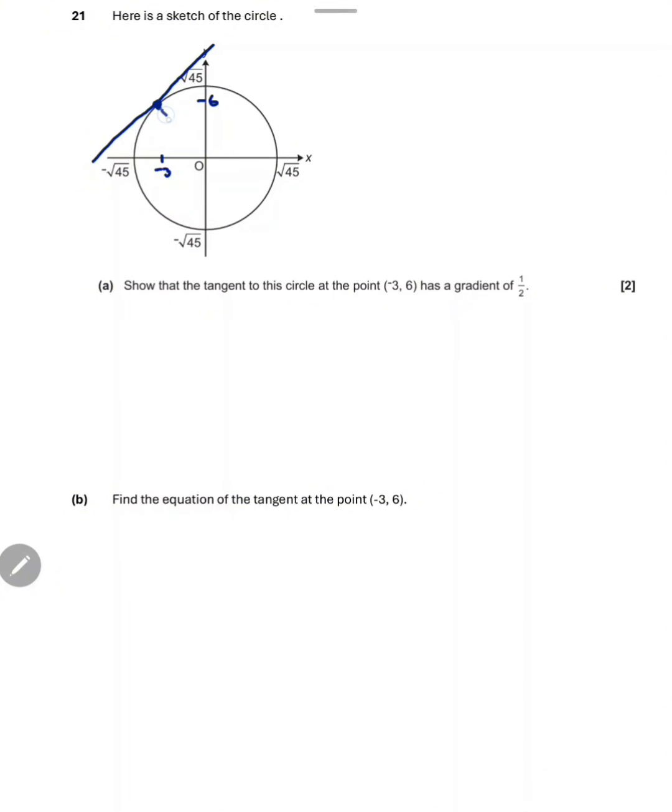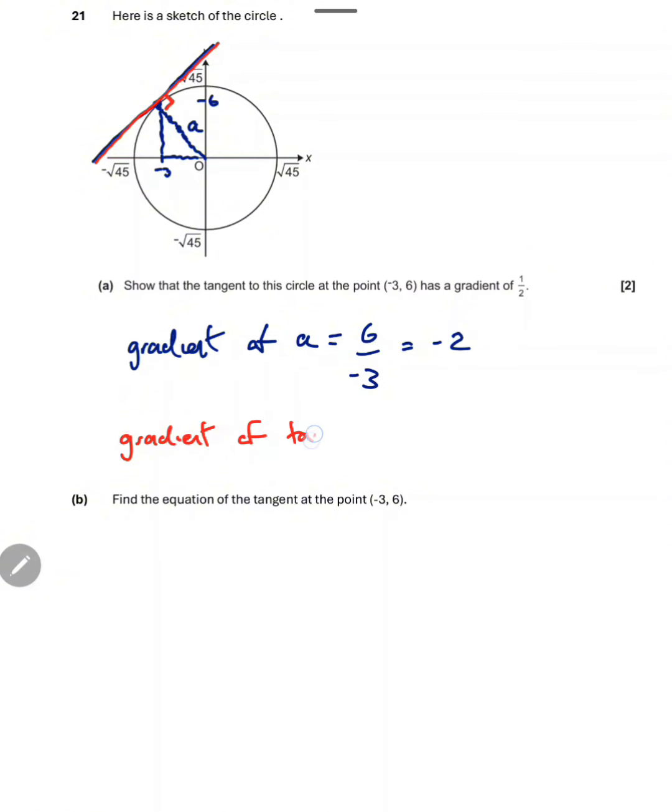Well, what we can do is work out the gradient of this line, which just comes from these two measurements that have been given. So let's call it line A. The gradient of A is just going to be my up measurement 6 divided by my across measurement -3. And 6 divided by -3 is -2. This line here is perpendicular, so it meets my line here at a right angle. So the gradient of that is a perpendicular gradient.